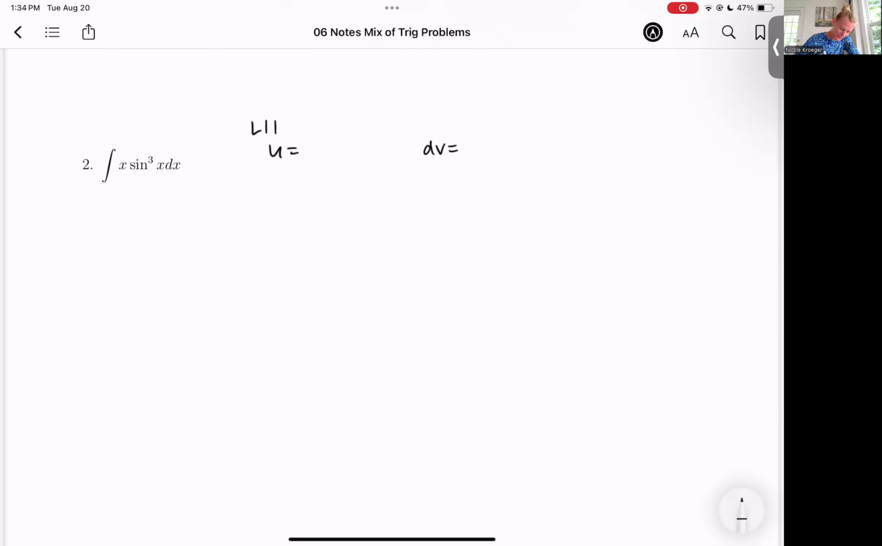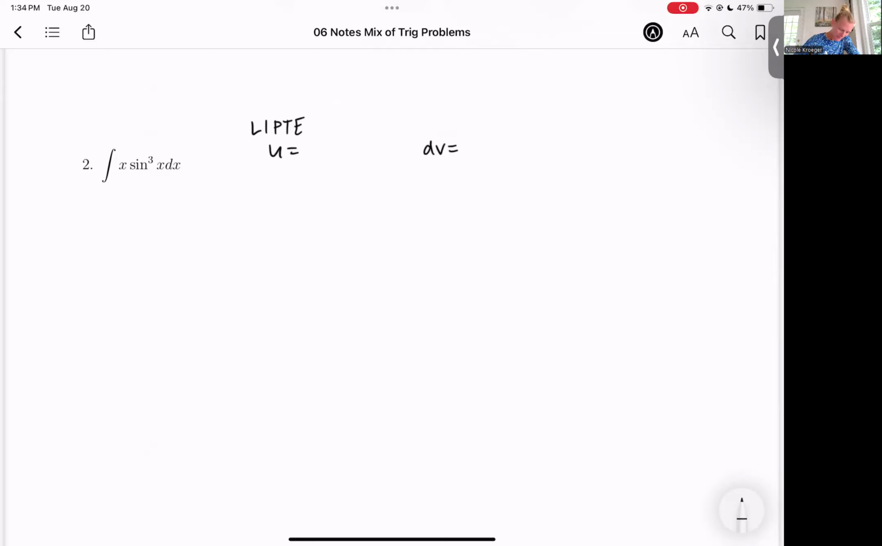Remember, we used LIPET to choose our u. We don't have a log, we don't have an inverse trig function, but we do have a polynomial. So we're going to choose x to be our u. So our du will just be 1 dx. This makes our sine cubed x dx my dv.